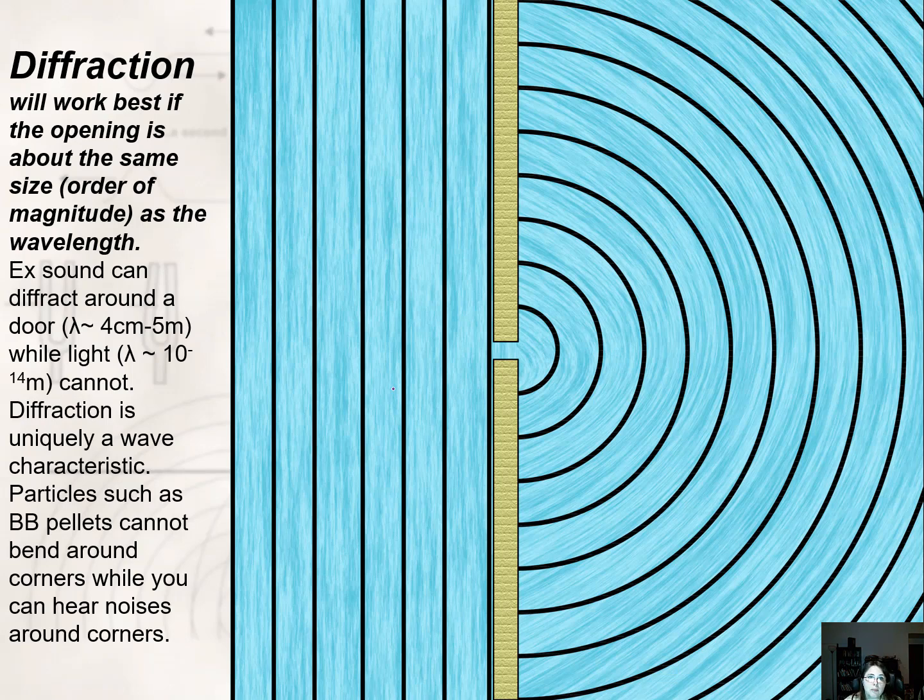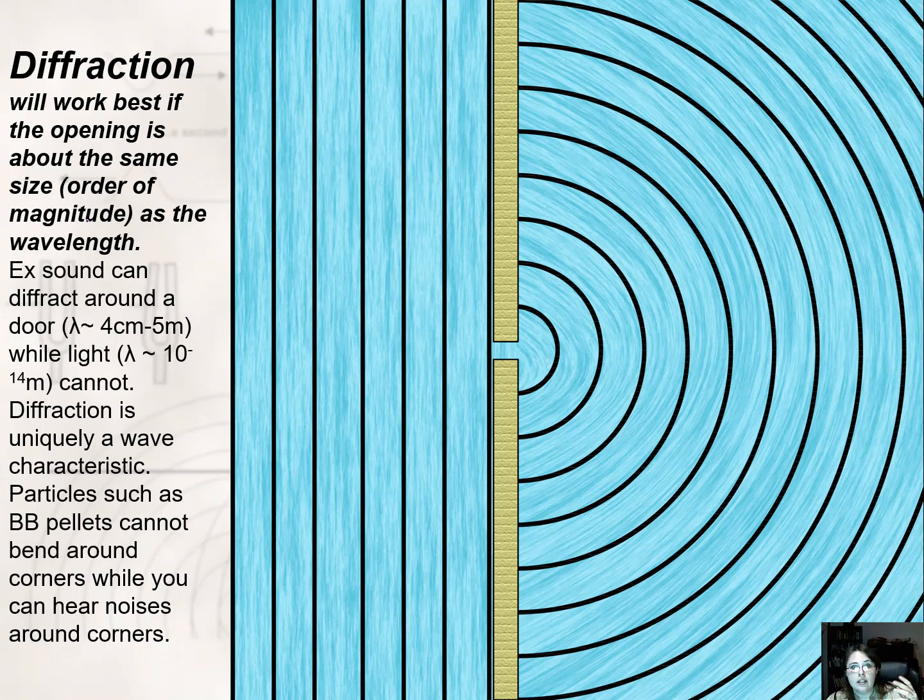Diffraction will work best if the opening is about the size of that wavelength. So this picture is a little bit off, but it's about the same. It's not super tiny and it's not super big. So it has to be about the order of magnitude on the same scale. So sound can diffract around a door while light cannot. If someone is outside the door, before the door frame, and they're talking, you can still hear them. The sound wave is bending around that opening because sound waves are huge.